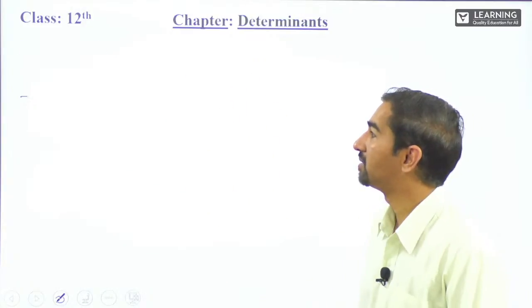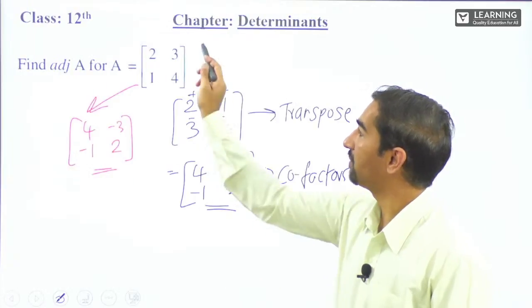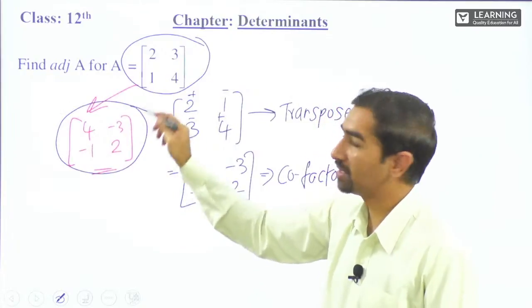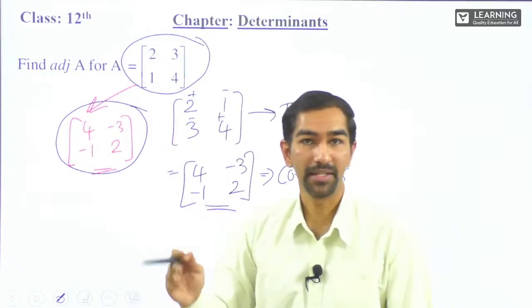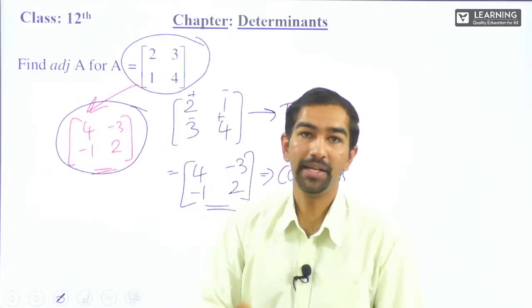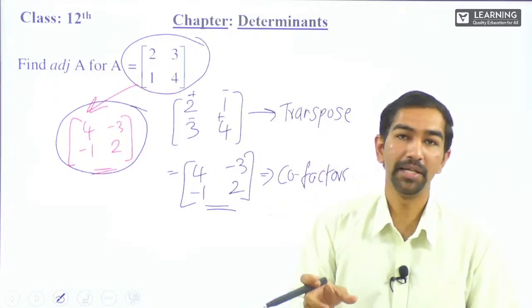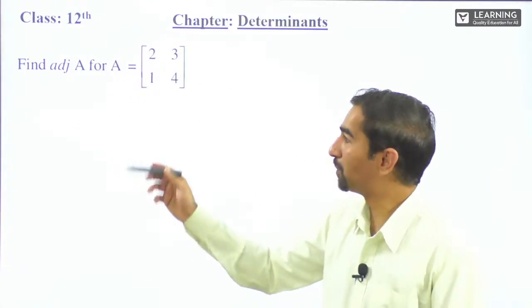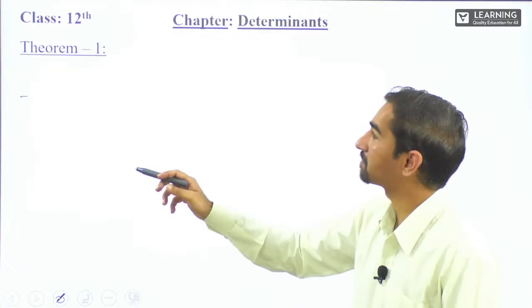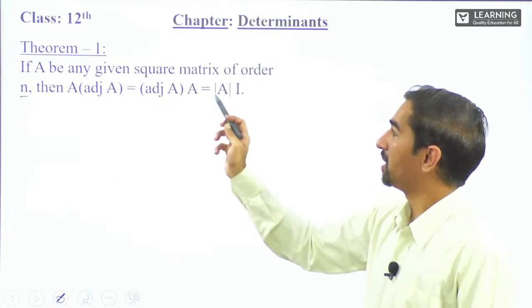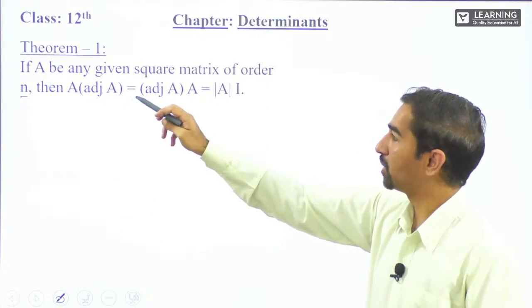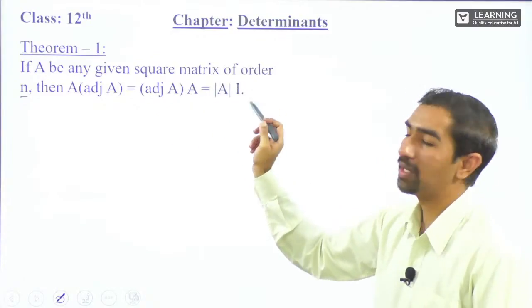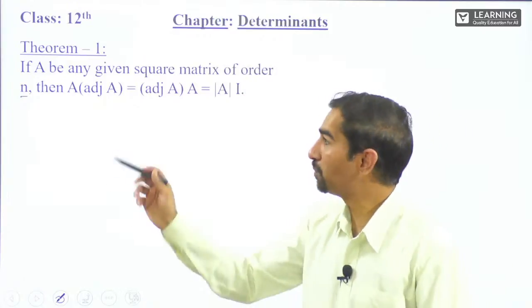So previous slide. So here if you see we have A, correct? We also have adjoint of A. So if you multiply these both matrices, A into adjoint of A, so this will be equal to adjoint of A into A, that will again be equal to the determinant of A into the identity matrix I. So that can be proved again. So just remember this theorem. If A be any square matrix of order n, A into adjoint of A is equal to adjoint of A into A is equal to determinant of A into I. So theorem number 1.